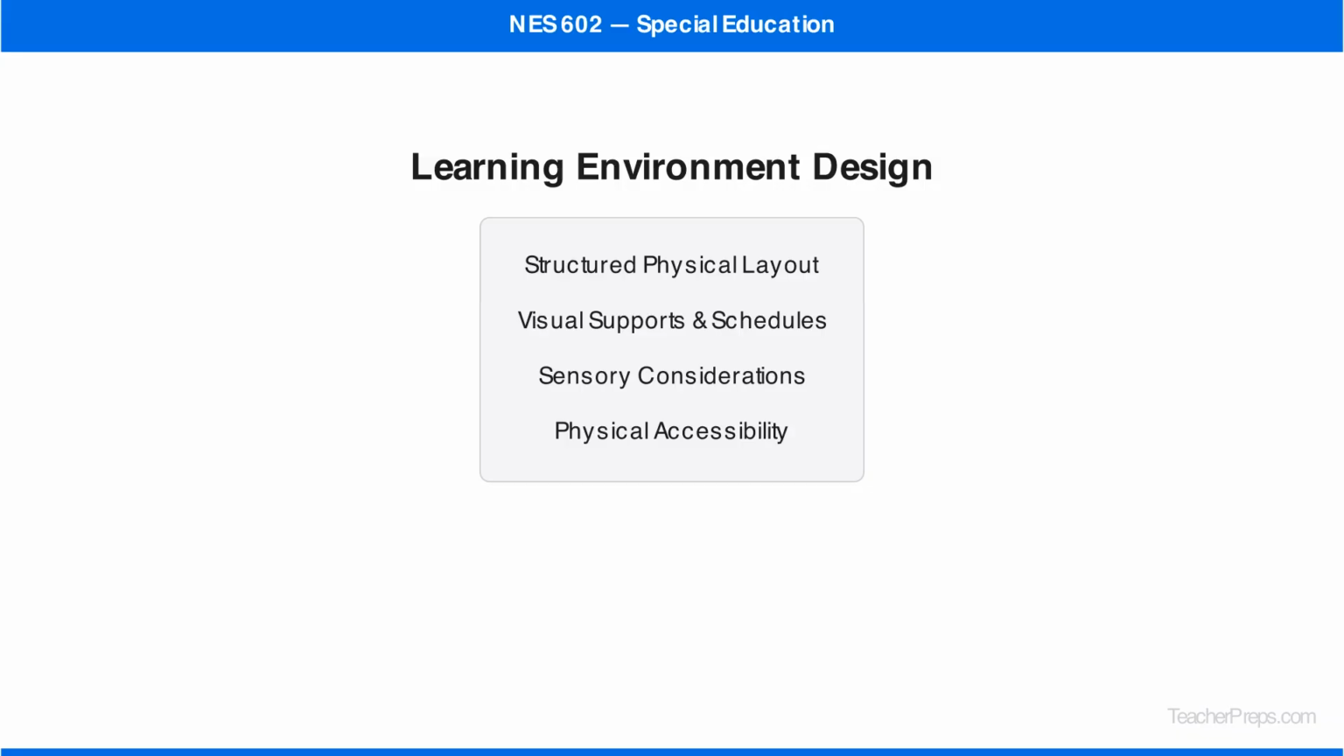Physical layout matters. Arrange the classroom to minimize distractions, provide clear pathways, designate quiet areas for independent work, and ensure physical accessibility. Use visual supports extensively. Schedules, labels, color-coded systems, and task cards make expectations concrete and predictable. Consider sensory needs by reducing visual and auditory clutter, providing noise-reducing headphones and fidget tools, and creating calm-down spaces.